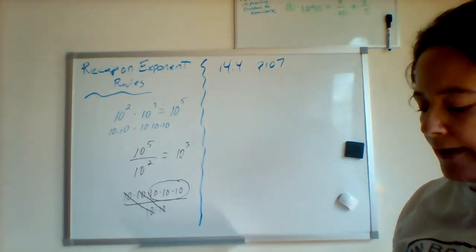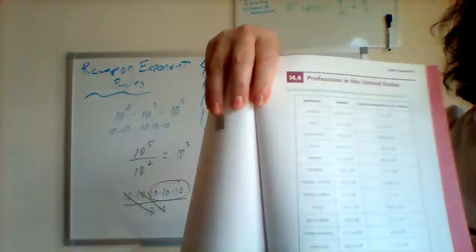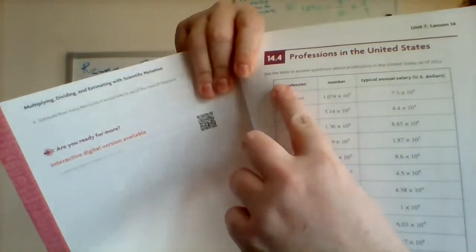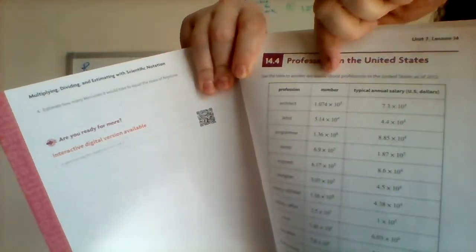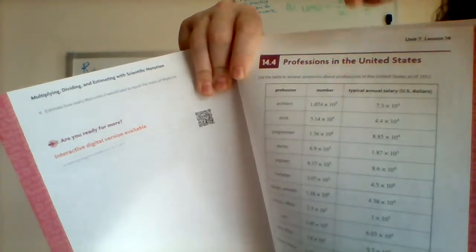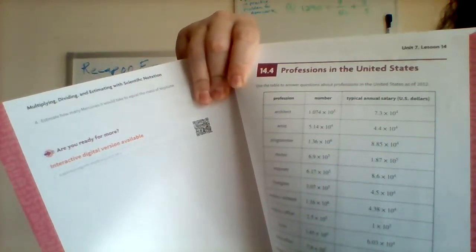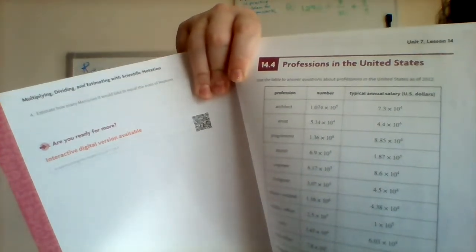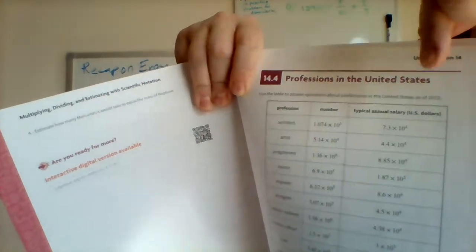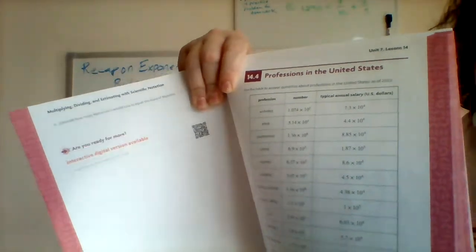In the chart on the left, they give you the name of the profession. So they're basically telling you what is the job. And for the first one, it says architect. But then for the middle column, where it says number, that's the number of people in the profession. So if you were to count all the architects, it would be that number. This last column is their actual salaries. What are they making per year?